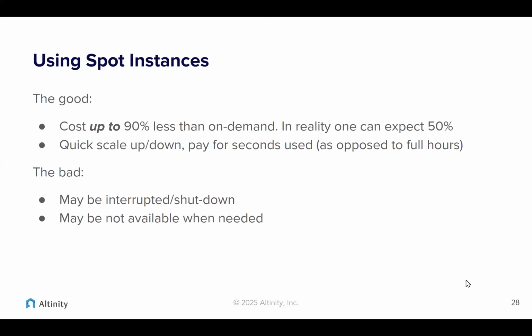First, they could be interrupted anytime and shut down. So if somebody requested an on-demand instance of the same type, and there is nothing available on the spots, AWS will select some spot instance, not randomly, there are some smart algorithms, and interrupt it, and you will be shut down.